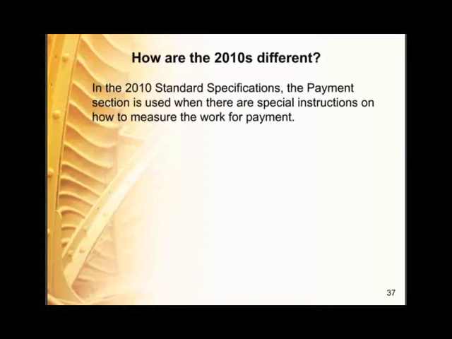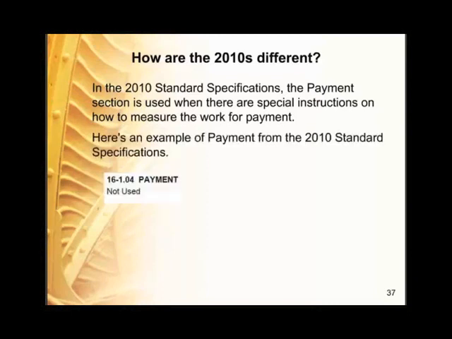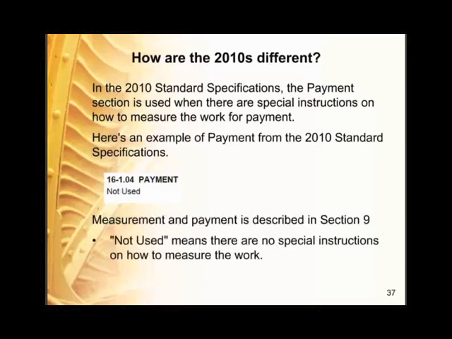In the 2010 standard specifications, the payment section is used when there are special instructions on how to measure work for payment. Here is an example of payment for clearing and grubbing from the 2010 standard specifications. Notice under payment, it is not used. Measurement and payment is described in Section 9. Not used means there are no special instructions on how to measure the work. We'll talk about the specifics in a few minutes. More information about payment will be discussed later.